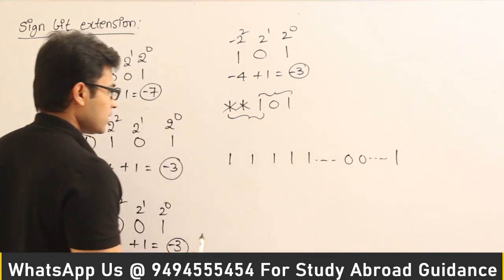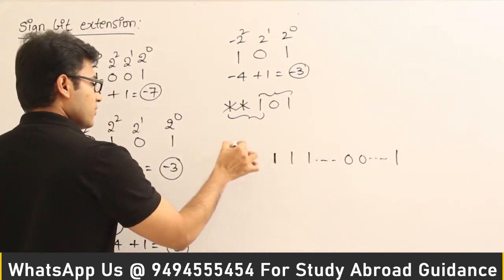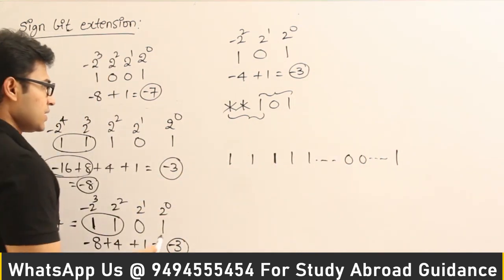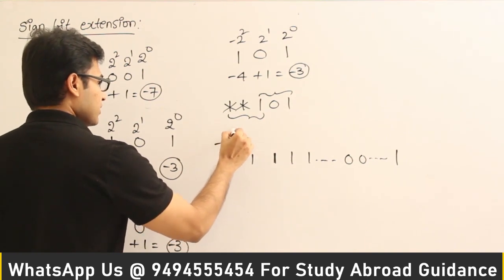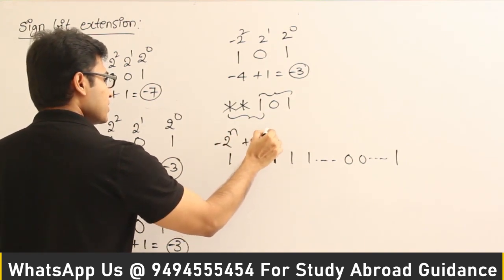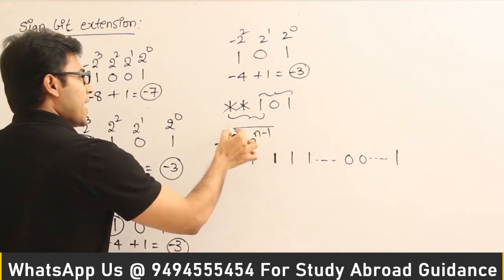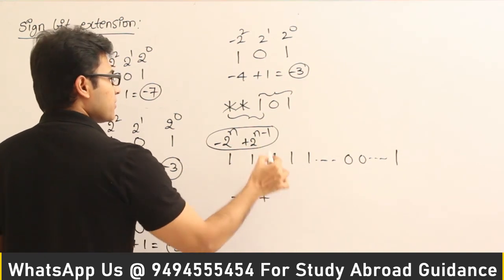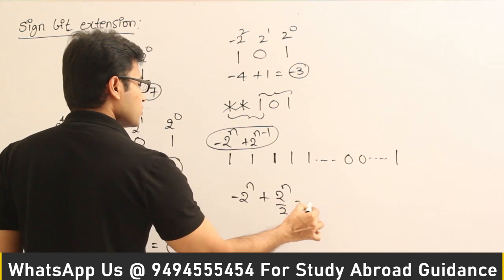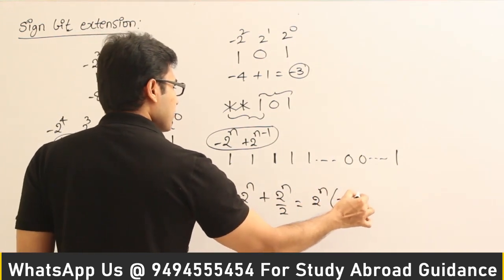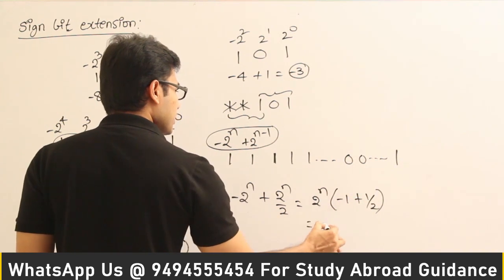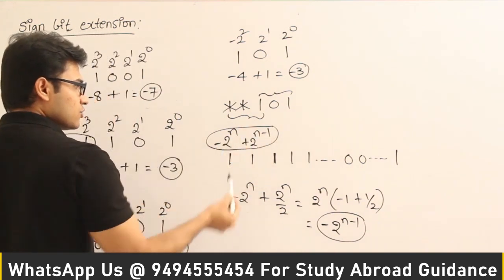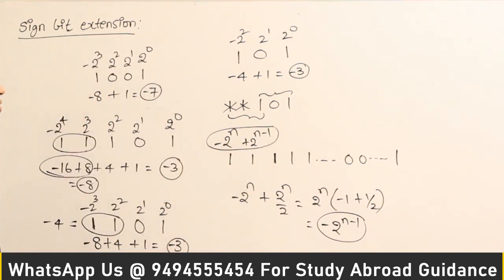Now coming to 2's complement, if there are n plus 1 digits, the weight of this one is minus 2 power n and the weight of this one will be plus 2 power n minus 1, isn't it? Now by adding these two, what do we get? Minus 2 power n plus 2 power n minus 1, which I am writing as 2 power n by 2. You can pull out 2 power n as common: minus 1 plus 1 by 2, which is nothing but minus 2 power n minus 1.